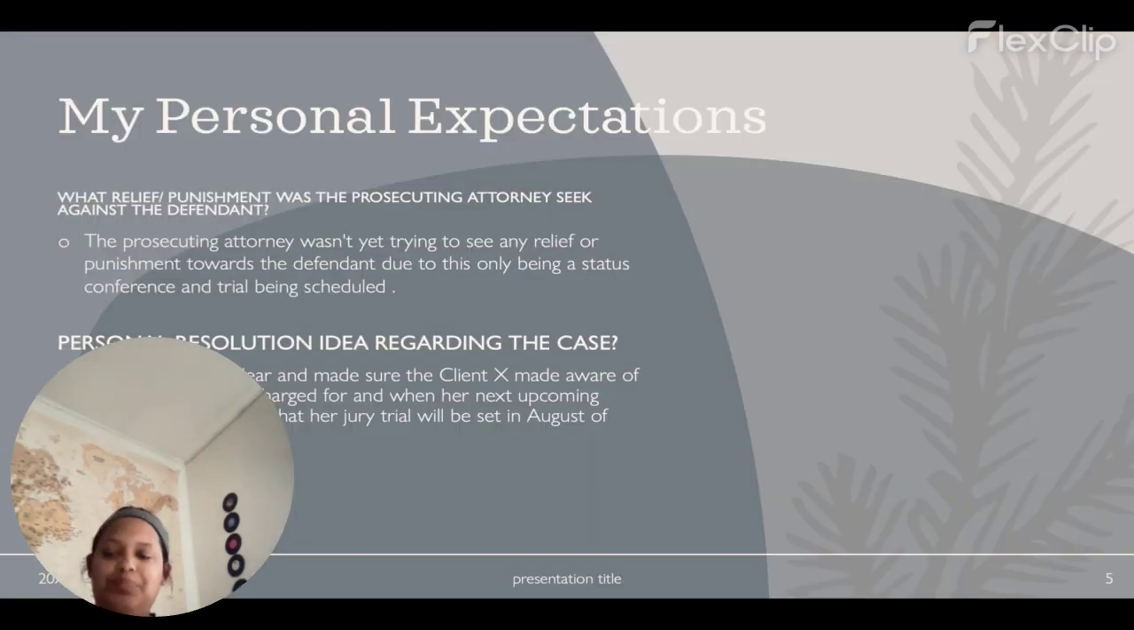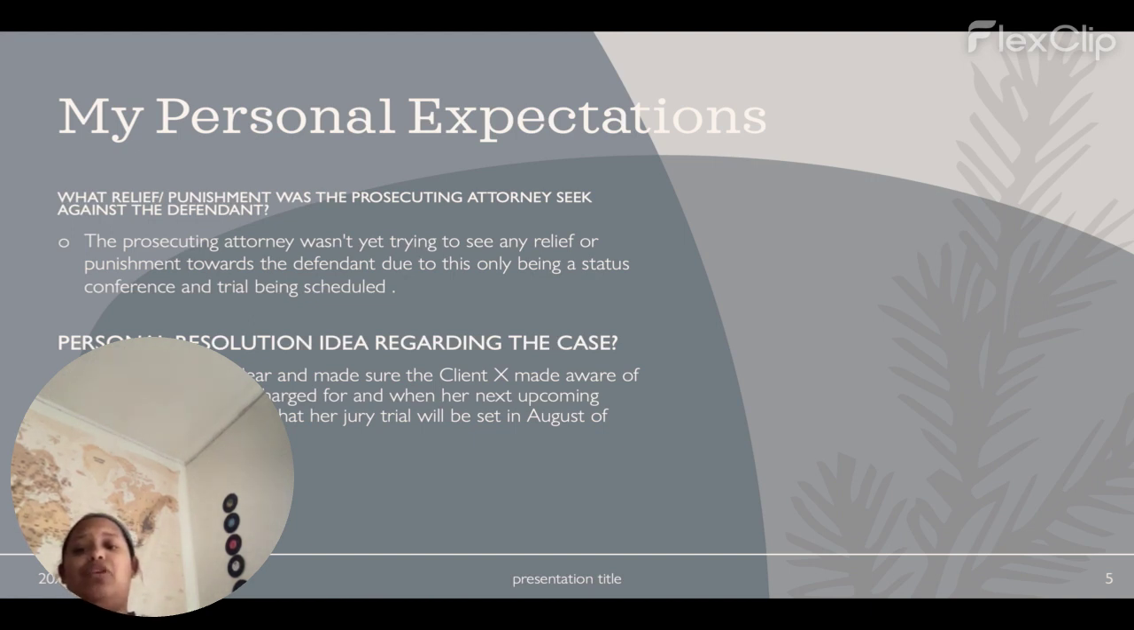My personal expectations: what relief or punishment was the prosecuting attorney seeking against the defendant? The prosecuting attorney really wasn't seeking any relief or punishment toward the defendant, due to this only being a status conference and the trial still being scheduled.